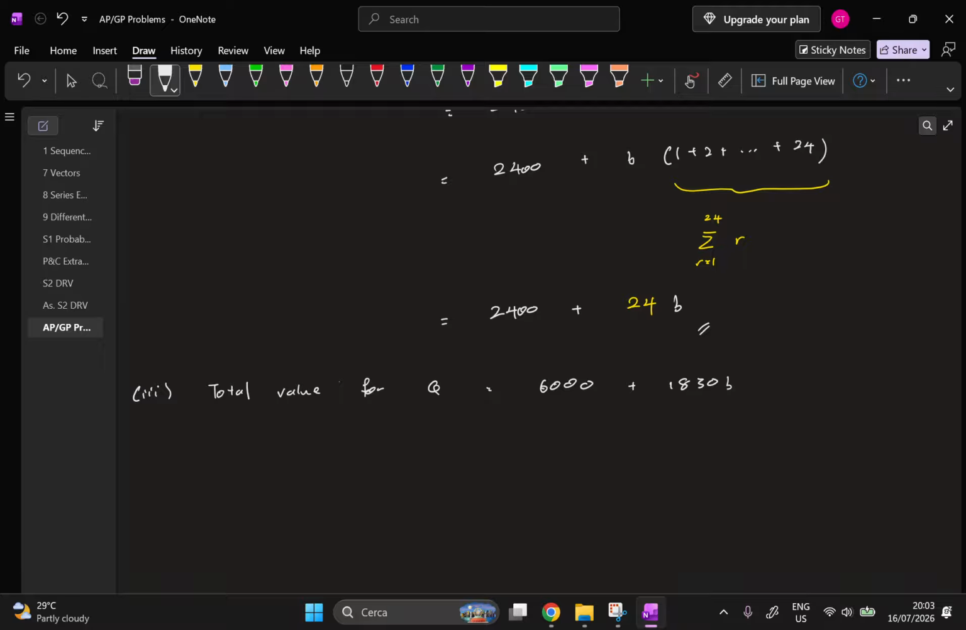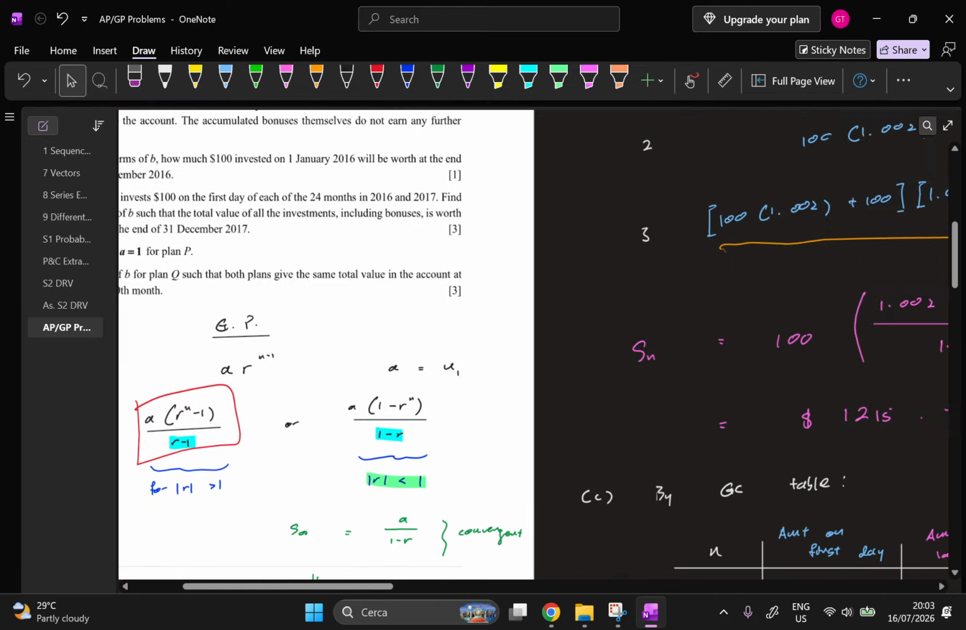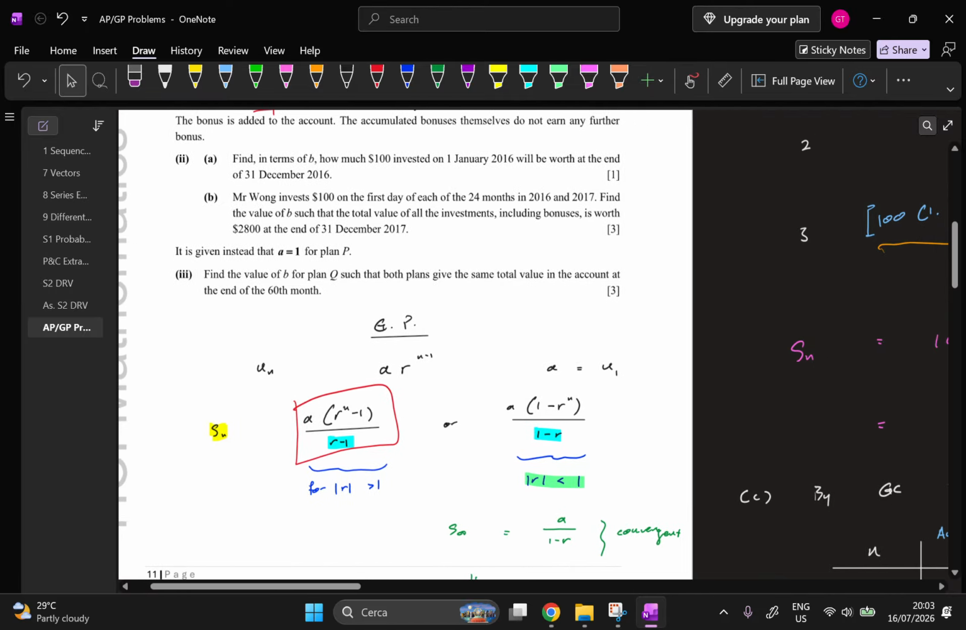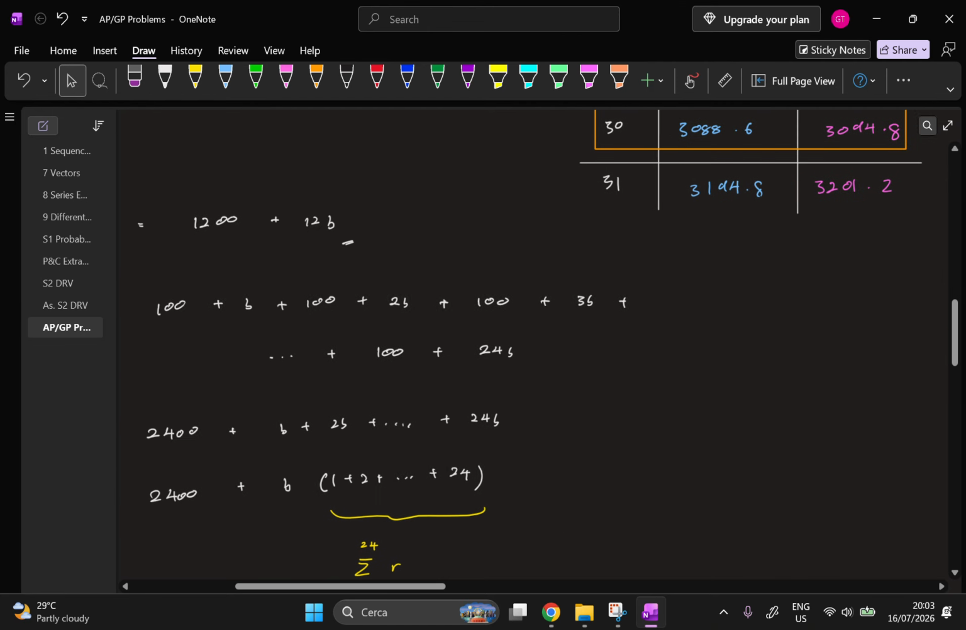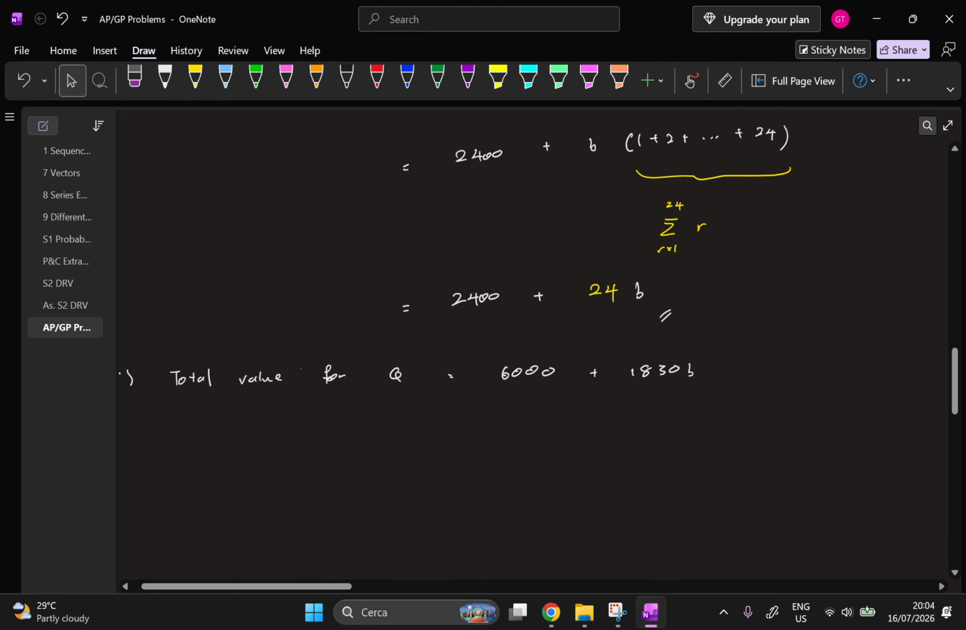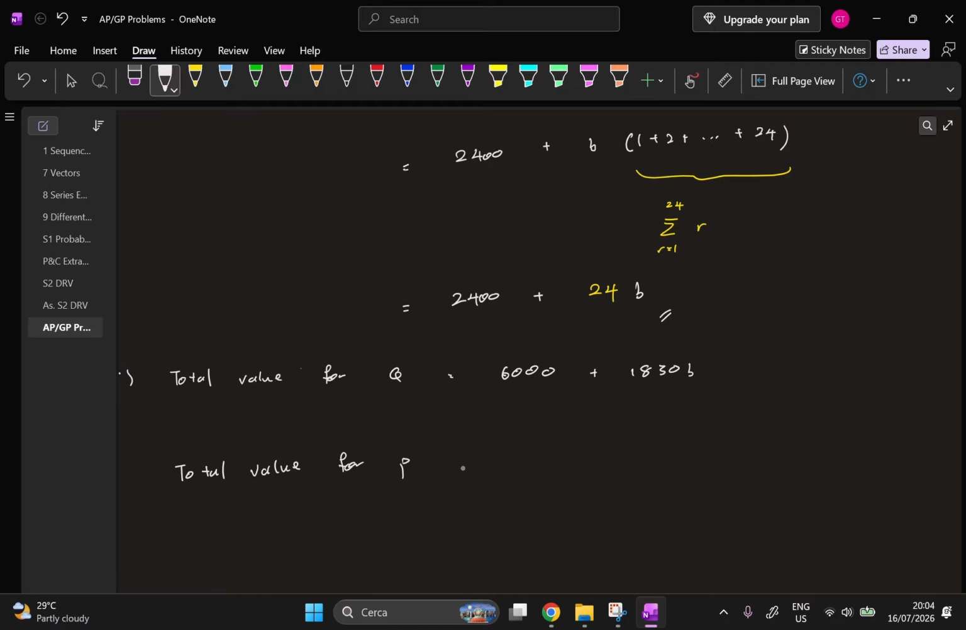Anyway, so that's the total value for Q. And then for the total value for P, let us go back to what we looked at earlier. They now tell us A equals 1. So total value for P, is it still what we found out earlier? No, right? Because now the value of the common ratio R has changed. So instead of 1.002, it's now 1.01 because it's 1%. And then raised to the power 60 because that's how many months I'm interested in.